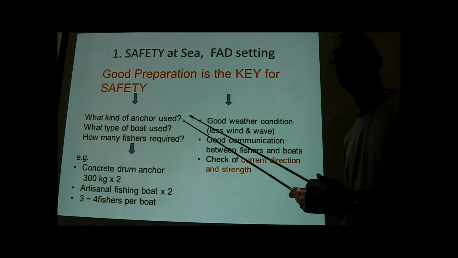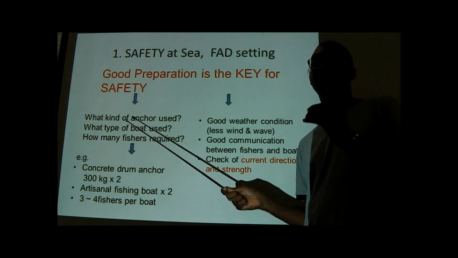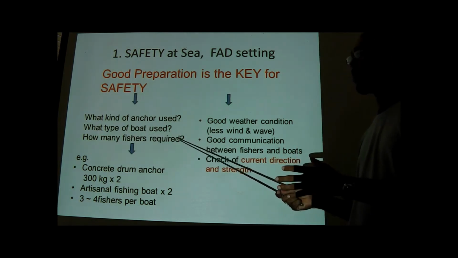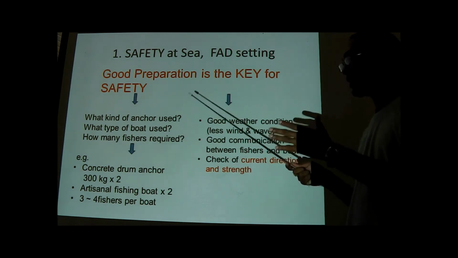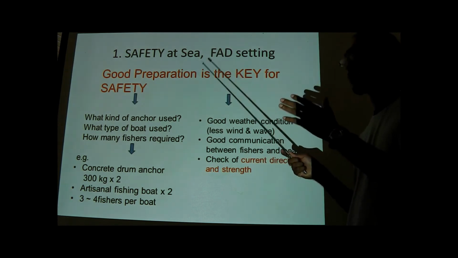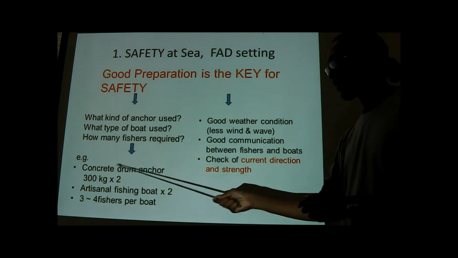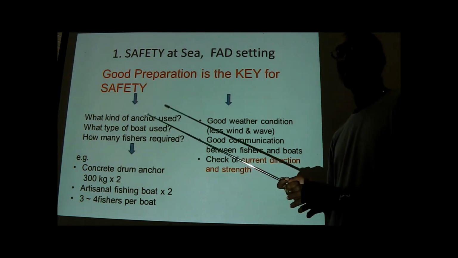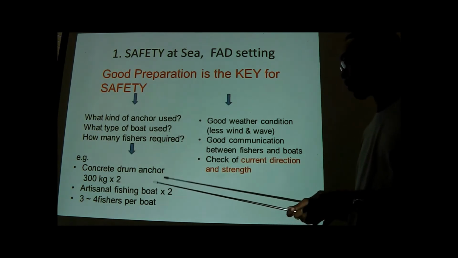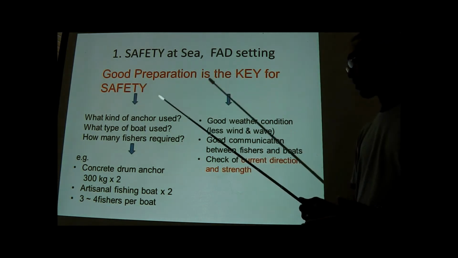How many fishers are required? Does this boat have a crane? Then you don't need many persons, as a crane can deploy the anchor. Do we need manpower? How heavy the anchor is will determine how many fishers. Because most times these anchors need to be deployed very quickly, or else you can run into problems. As I say again, for example, is it a concrete drum of 300 kilograms? For this type, you're going to need some serious manpower. Or is it an artisanal fishing boat, where you would deploy two boats for the operation, one carrying only the anchor, the other carrying the head.